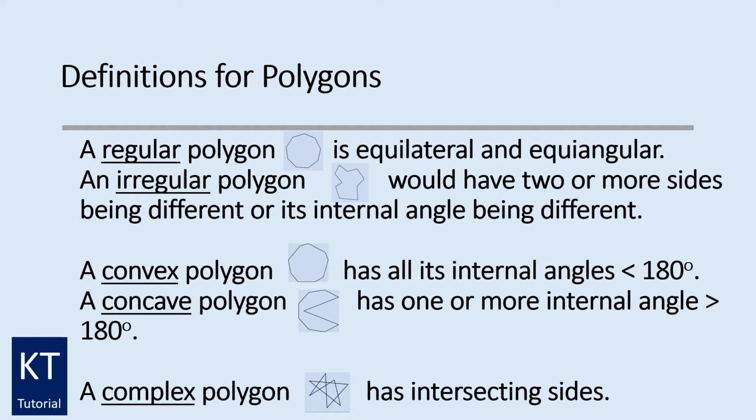Separately, a convex polygon has all its internal angles less than 180 degrees and becomes a concave polygon when it has one or more internal angles larger than 180 degrees. Lastly, the complex polygon is used to describe a polygon that has intersecting sides.